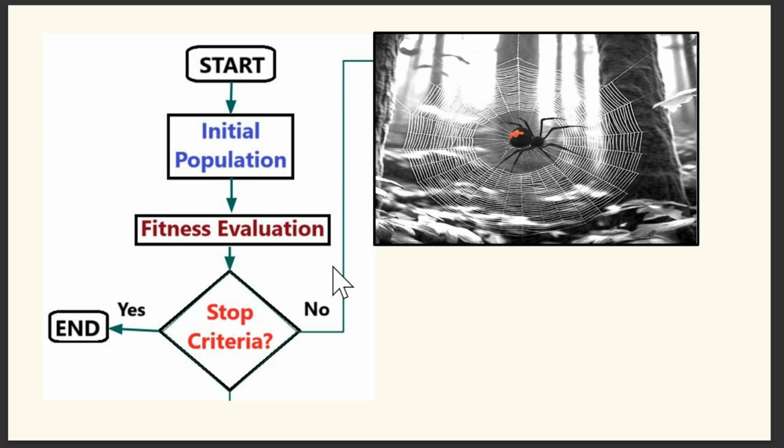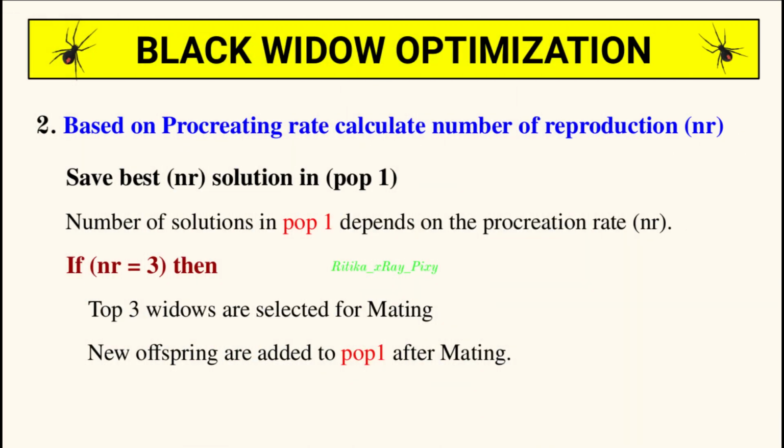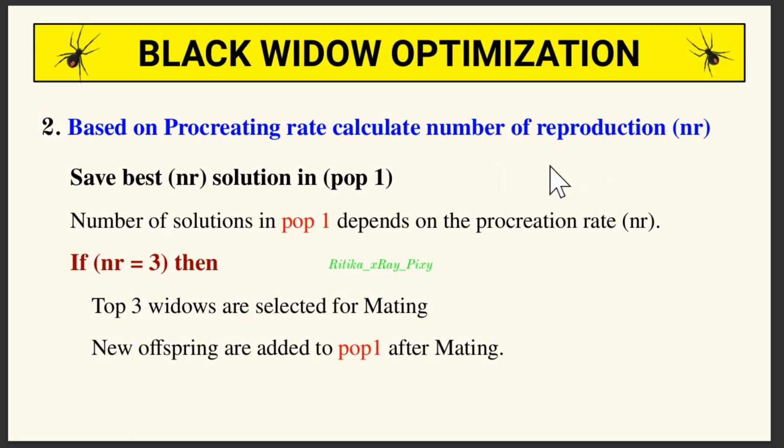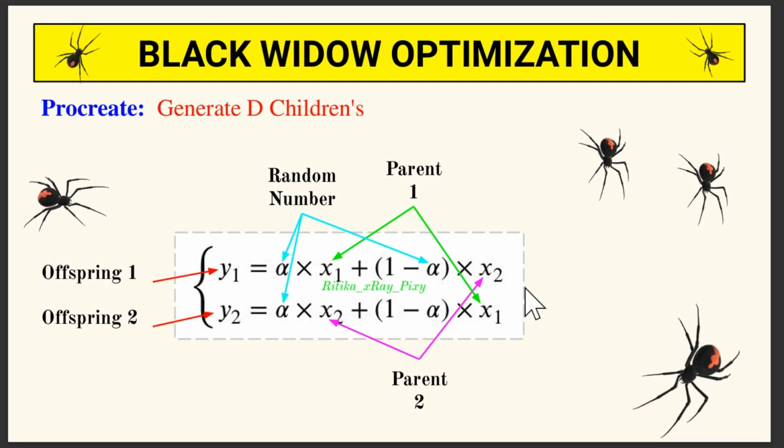Done. Now step 2. Based on the procreating rate, we will calculate the number of reproductions NR. As in real life, spiders produce many eggs but only the stronger ones survive. Similarly, in this algorithm, new solutions are created during mating, and each pair of widows mates on their own, just like in nature. To simulate this behavior, in order to reproduce, they will use a random number alpha. It is used along with the parents x1, x2 to produce two offsprings y1 and y2.